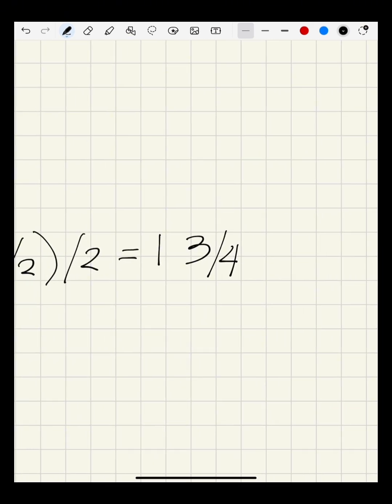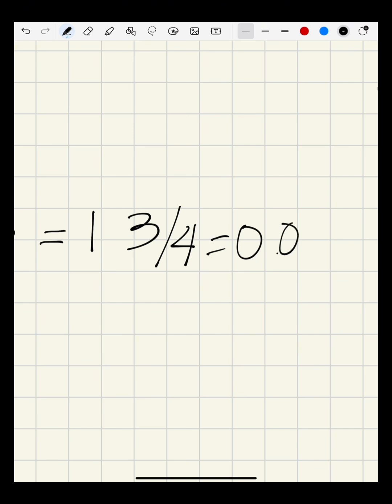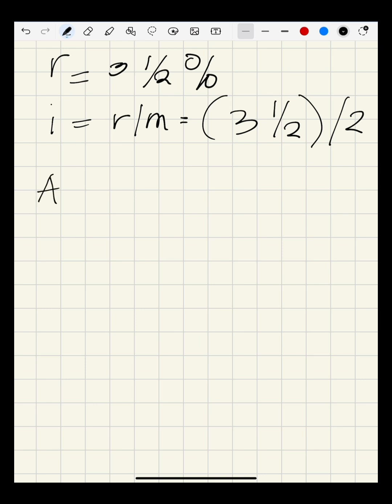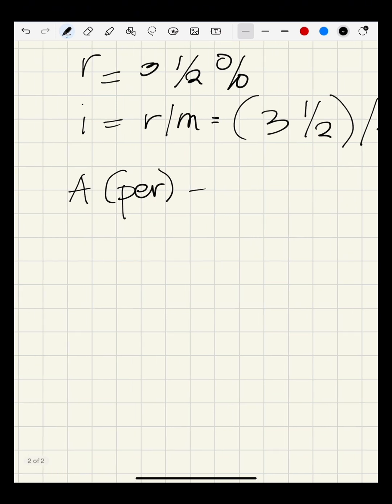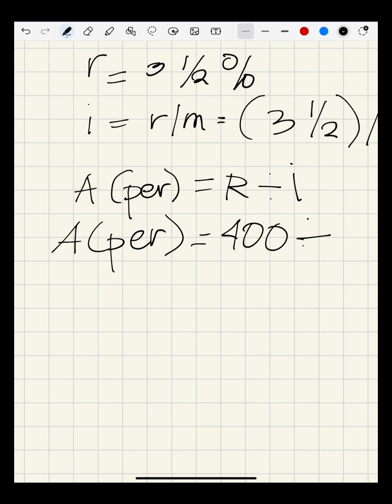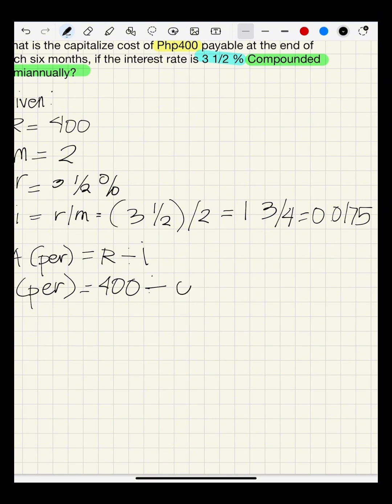Now to get the decimal, you have to divide 3 by 4, plus 1, then divide by 100. Now we have to use the formula A, perpetuity, equals R divided by i. Copy and put the value, which is the 400, divided by the decimal, which is 0.0175.